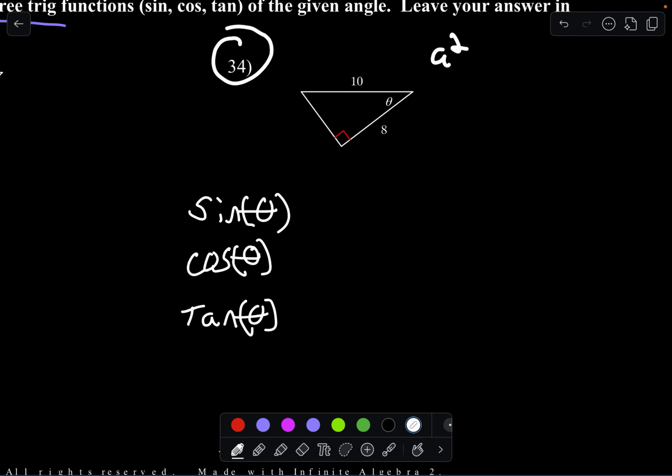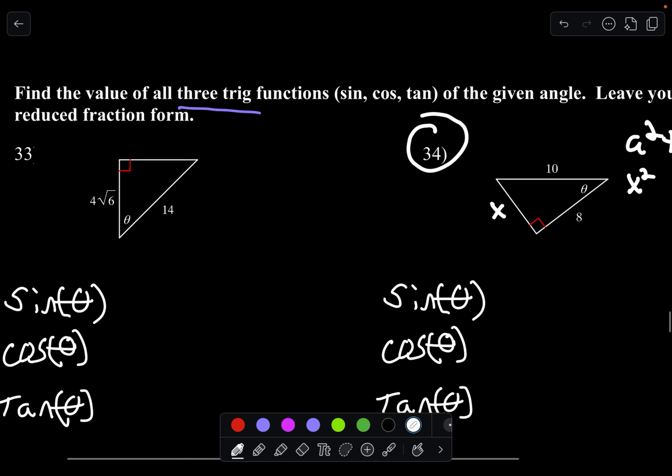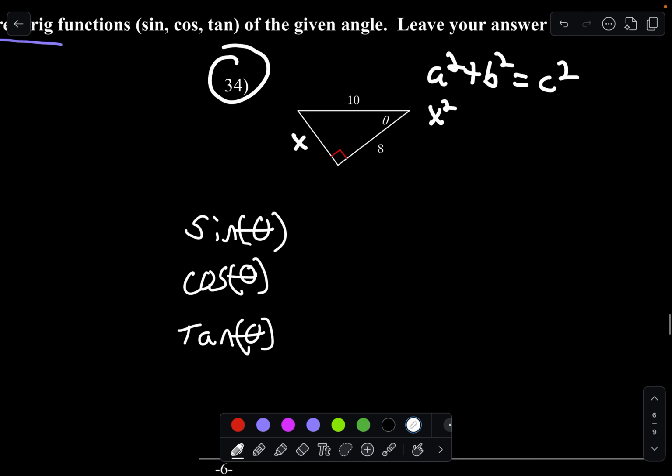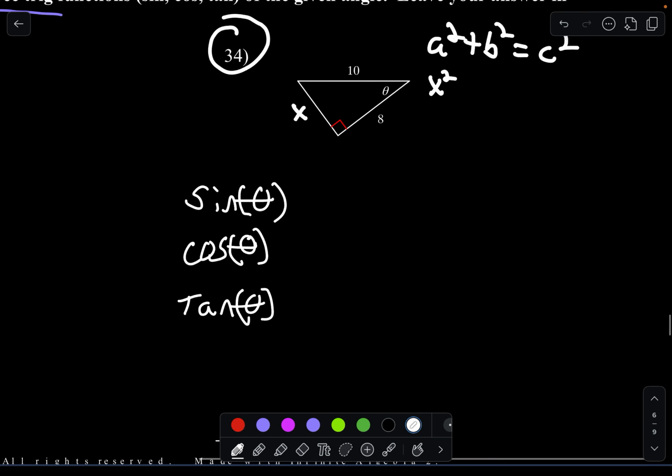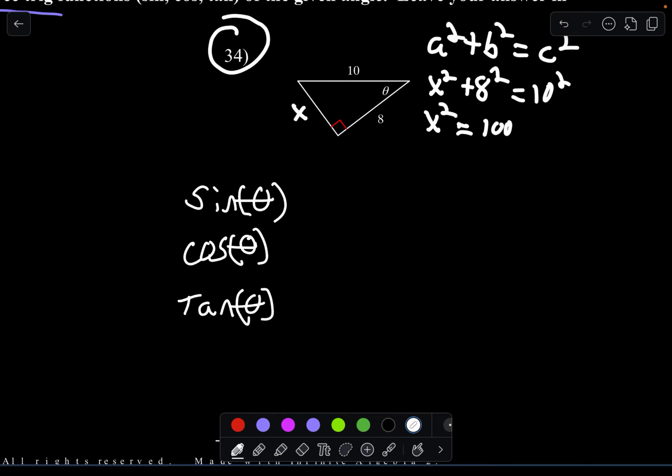You should know this: a squared plus b squared equals c squared. So I'll call this x. We have to find all sides. So it'll be x squared plus 8 squared equals 10 squared. x squared equals 100 minus 64, which is 36. x equals 6. So we know this side is 6.